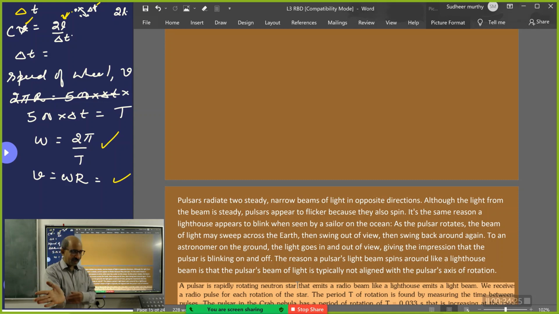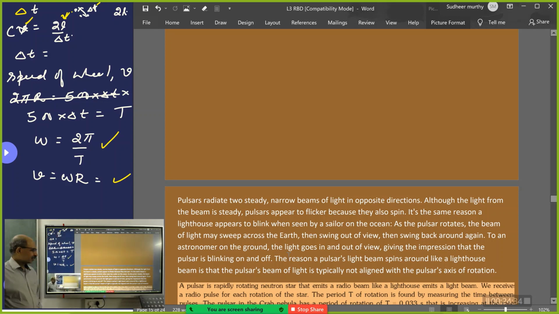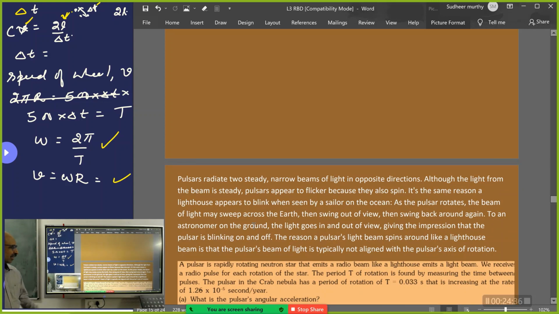It appears that the light beam is spinning, just like the lighthouse beam they have mentioned. That is why you will have too many questions.